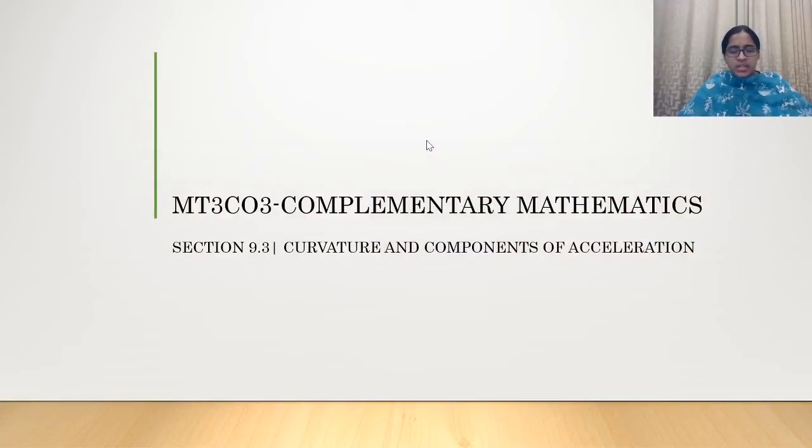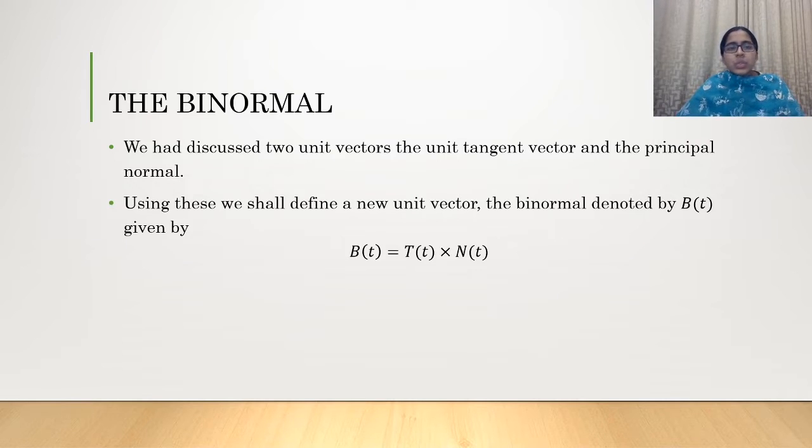So we'll just continue with our section 9.3, curvature and components of acceleration. In the previous class, we had discussed the formula of curvature, and we discussed two components of acceleration. One was the tangential component, the other was the normal component. In this section, we are going to introduce another unit normal vector, using the unit vectors which we had done before. One was the unit tangent vector, and the other the principal normal N of t.